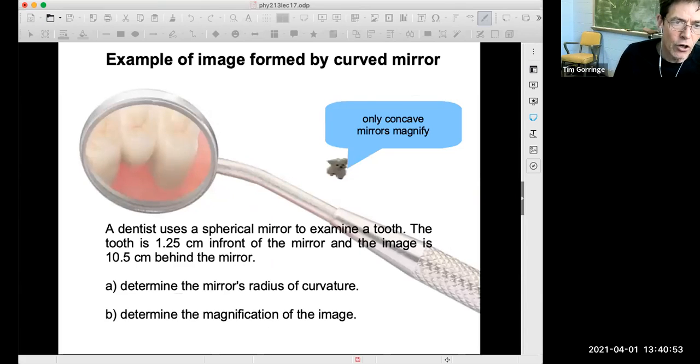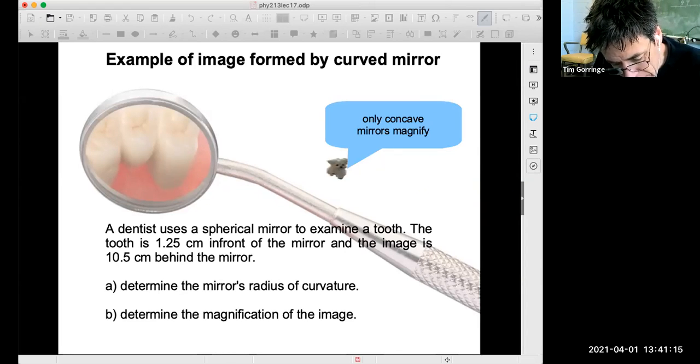And that's true of planar mirrors. You always get an unmagnified or unminified image, but when you have curved mirrors, convex, concave mirrors, in general, you can get magnification or minification that depends on where you position or place the object.